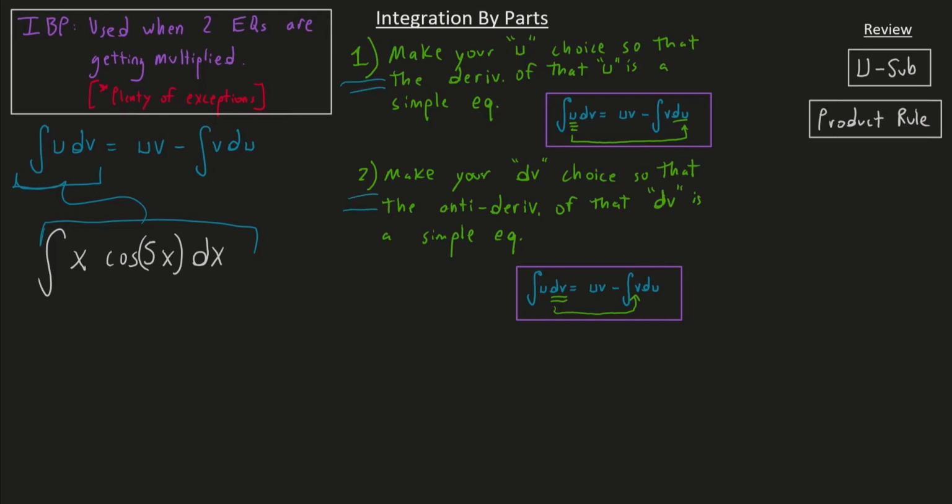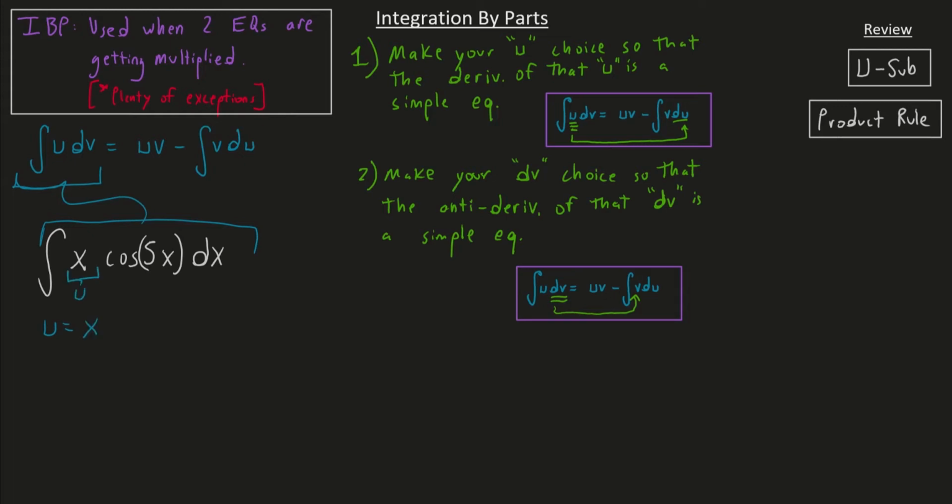And my dv choice will be my second step. Remember, we want to make our u choice so that its derivative is as simple as possible. We're on step 1 right here. I can either make my u the x, or I can make it the cosine. Well, which one has a simpler derivative? Because we're going to be dealing with that derivative in our second integral here, the one that hopefully will be easier than our current problem. So it's no contest, x has the simplest derivative. It's just 1. So u is going to equal x.